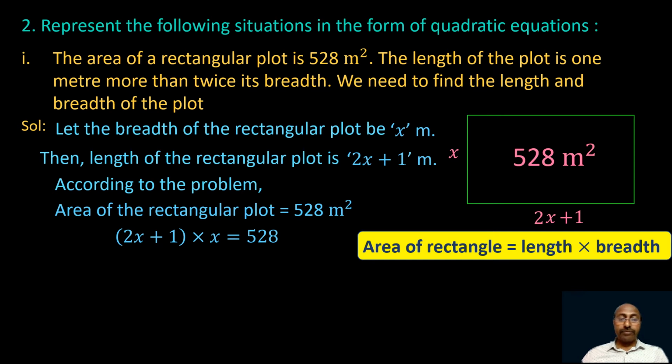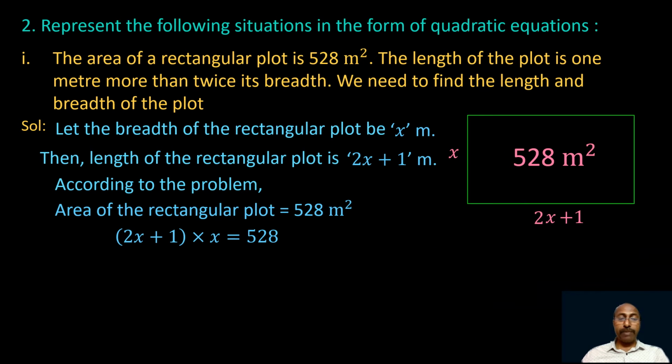Now we can multiply 2x plus 1 with x: 2x into x is 2x square, plus 1 into x is x, equal to 528. That is 2x square plus x is equal to 528, and by transposing the 528 to the left side, we get 2x square plus x minus 528 is equal to 0. This is our required quadratic equation. So let's go for the second one.